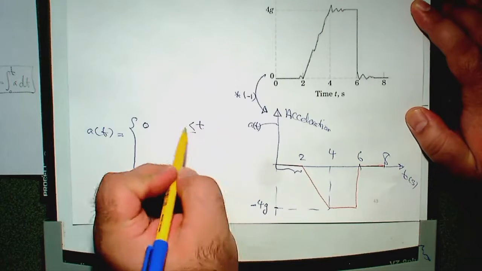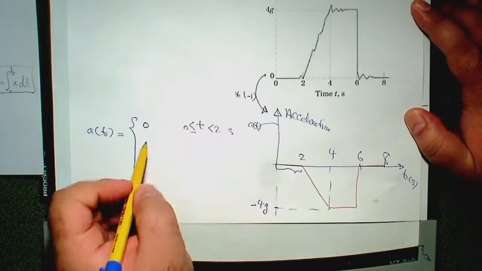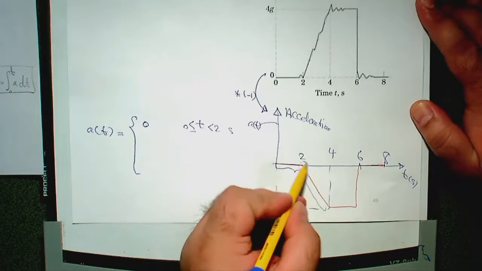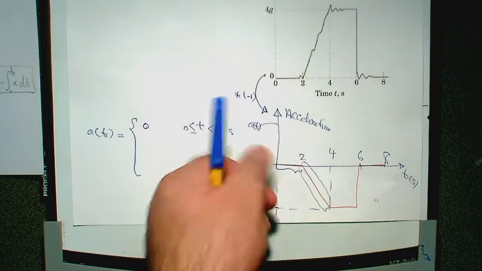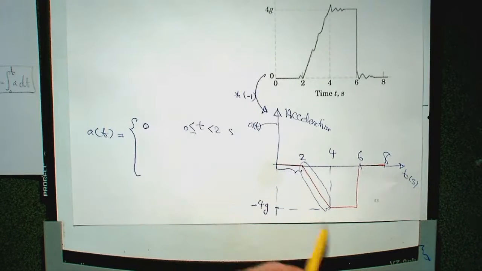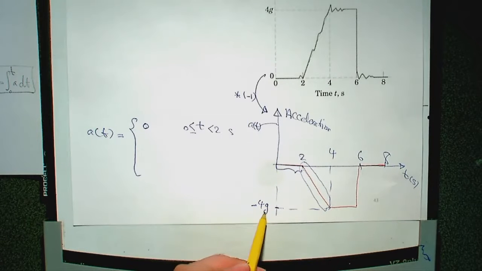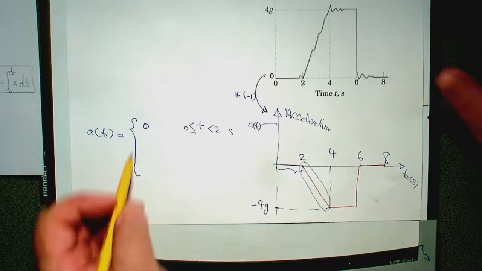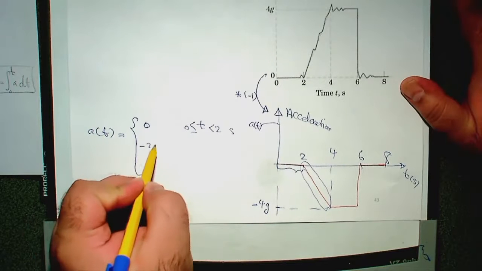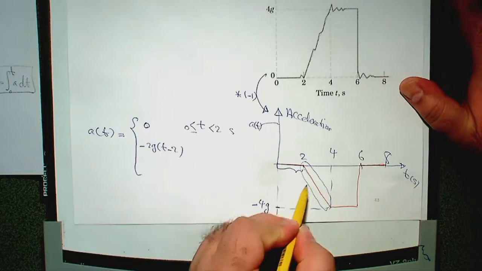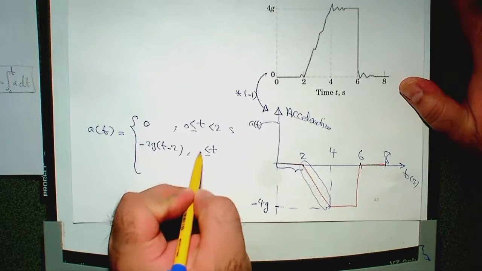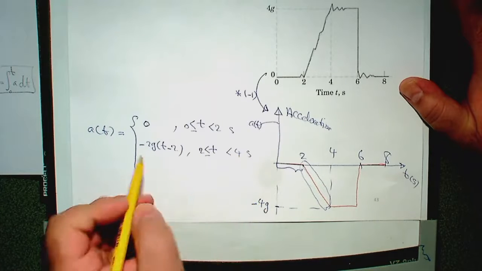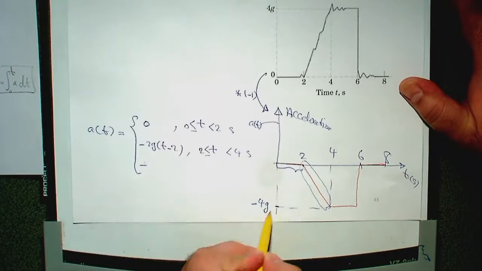When time is between 0 and 2 seconds, can you derive this line equation? You can easily derive it, yes? Because you have the coordinate of this point, 2 and 0, and the coordinate of this point, 4 and minus 4g. You can check it. I have here the equation, g times t minus 2. This is the equation of this line. When time is between 2 and 4 seconds, minus 4g, constant.